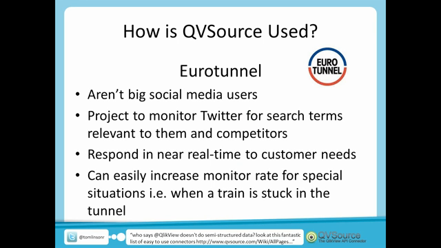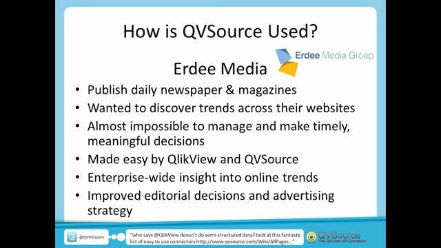Zero Dutch Media have magazines and newspapers, and they want to discover trends across all their websites because they have many of them. And they found an almost impossible task. They were having to do manual downloads on a monthly basis. It was time-consuming. It was complicated. And it was an impossible task, basically.